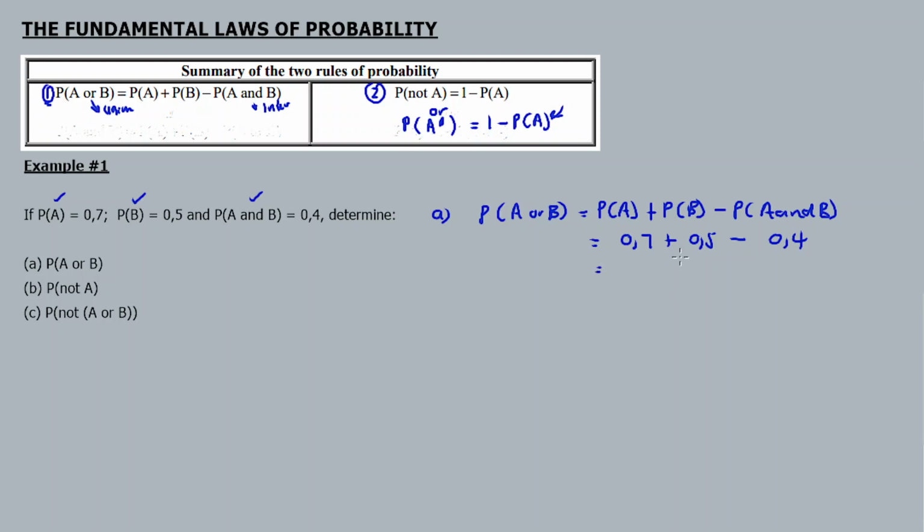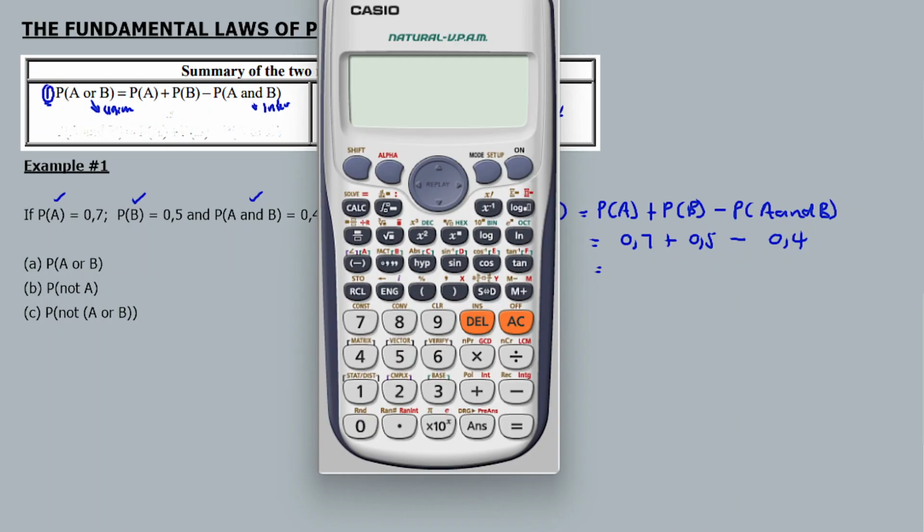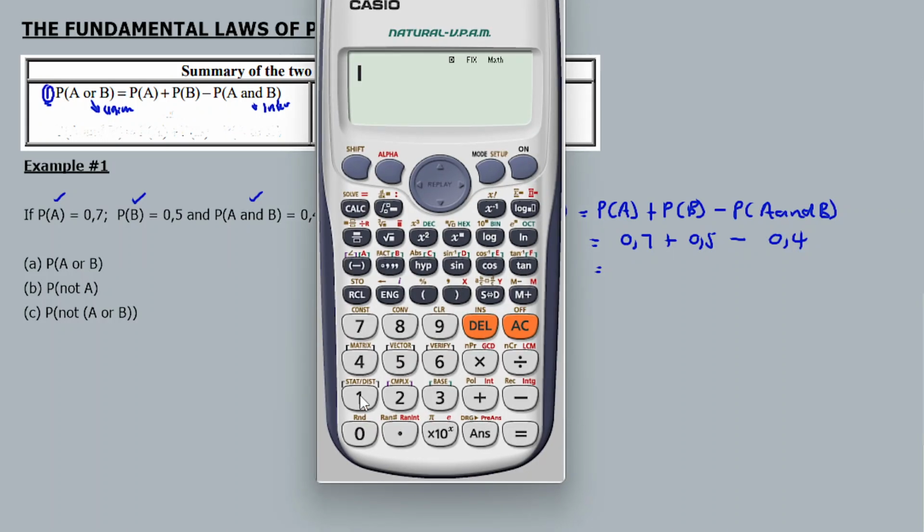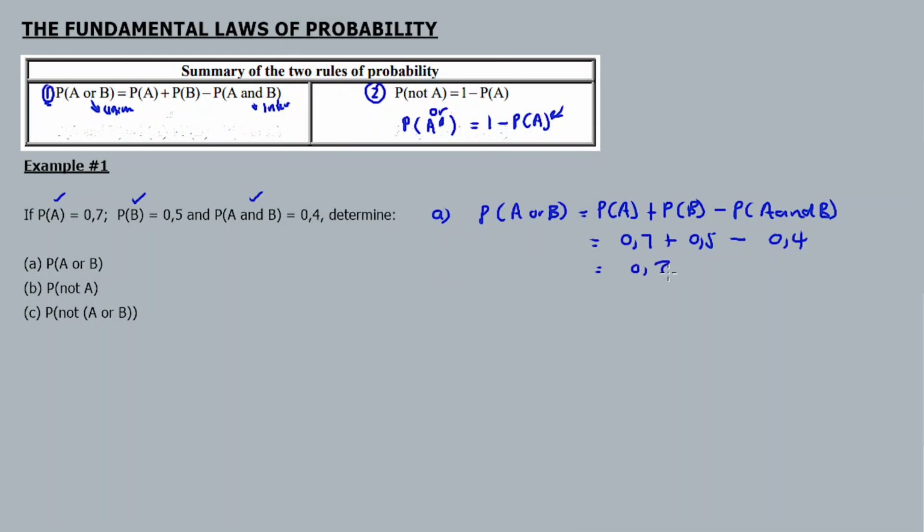So 0.7 plus 0.5, it should be 1.2, but let's check. Equal to, yes, 1.2 minus 0.4, I should get 0.8. The answer is 0.8. B, calculate the probability of not A. The probability of not A is equal to 1 minus the probability of A.